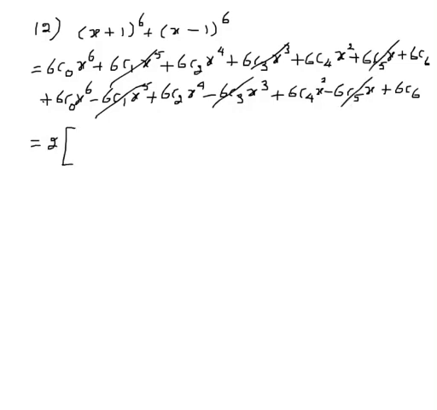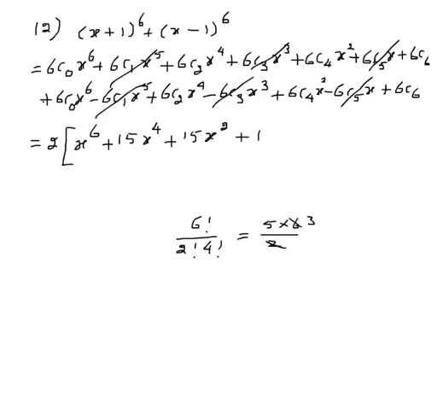We have 2 times 6c0 is 1 x raised to 6 plus 6c2, 6 factorial by 2 factorial times 4 factorial. Cancel 4 factorial. 5 times 6 by 2, which is 15. 15 x raised to 4 plus 6c2 and 6c4 are same. This is also 15 x square and 6c6 is 1. Now see the second part of the question.